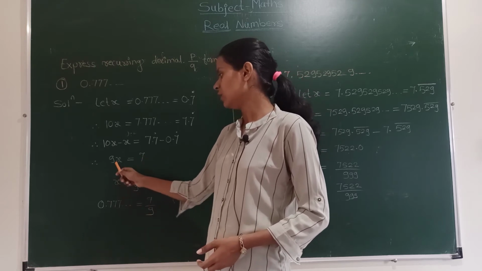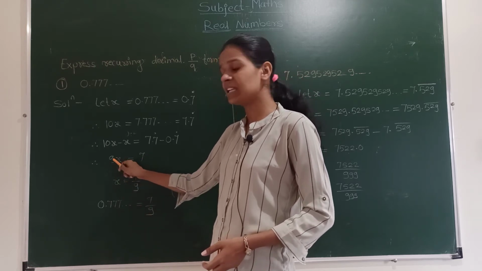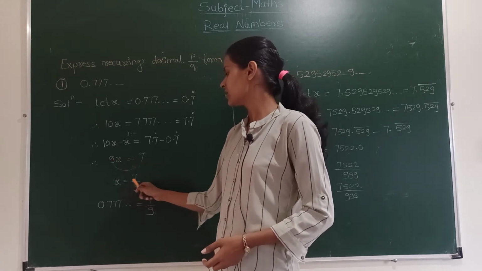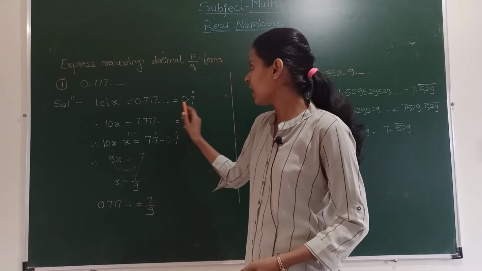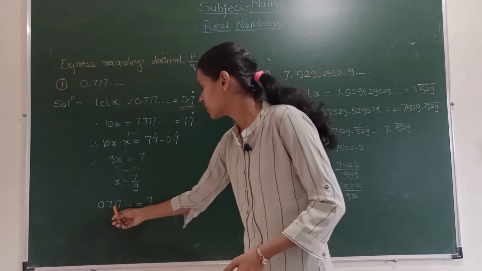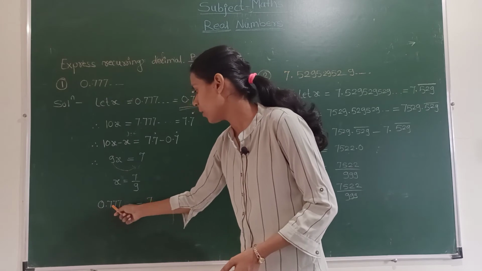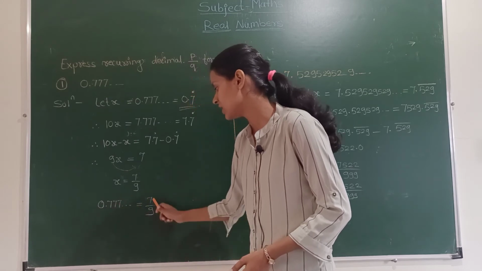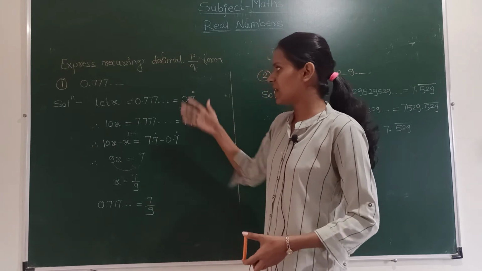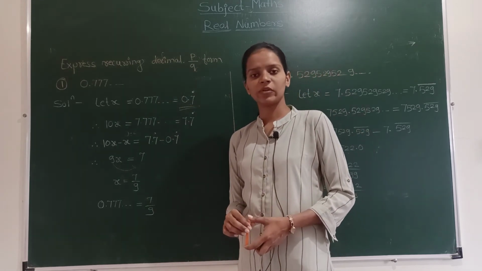So x is equal to 7 upon 9. The 9 is multiplied over here, so when it comes to the other side, it will be divided. And what is the value of x? That is 0.7 with the dot on the head. So 0.777 and so on is equal to 7 upon 9. This is how we can express a recurring decimal in p upon q form.